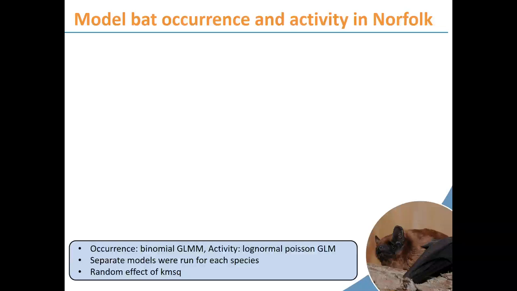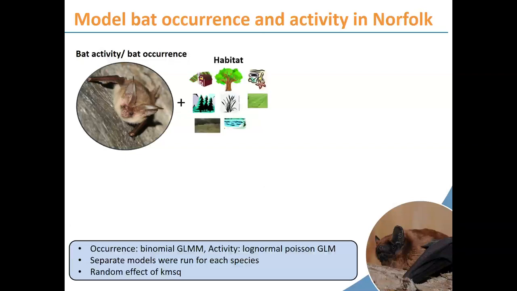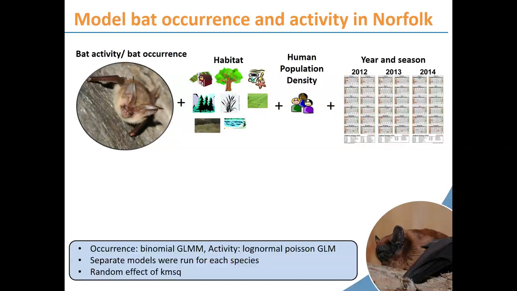So if we go on now to look at the analysis, we modelled both bat activity, which is the number of recorded calls for each species each night on the detector, and the presence or absence of a bat at the detector, bat occurrence was also modelled. And we looked at this in relation to habitat variables and human population density. And then we also included season and year to account for temporal variation. And we had a random effect of kilometre square too to account for the variation in distribution of surveys between squares.